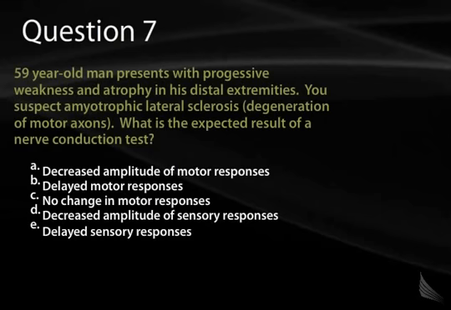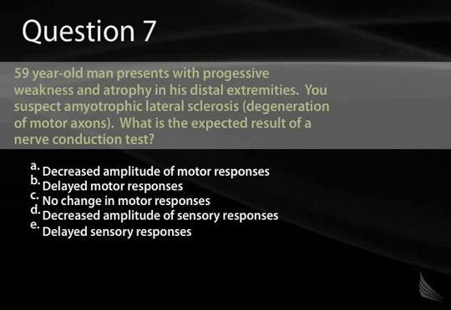Question 7. A 59-year-old man presents with progressive weakness and atrophy in his distal extremities. You suspect amyotrophic lateral sclerosis, which is degeneration of motor axons. What is the expected result of a nerve conduction test?